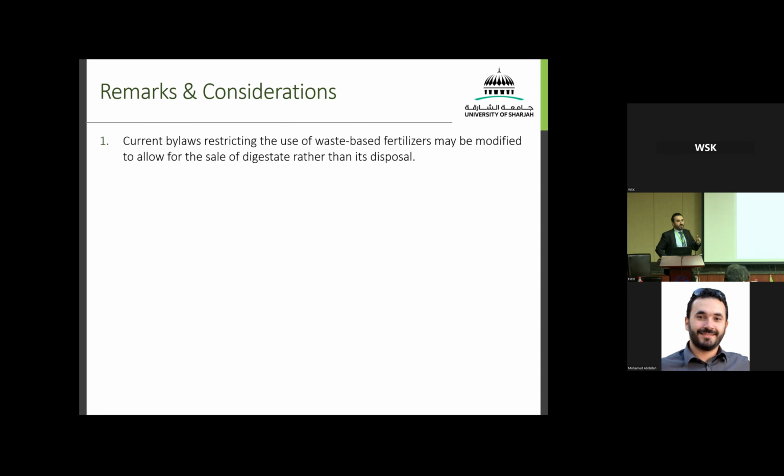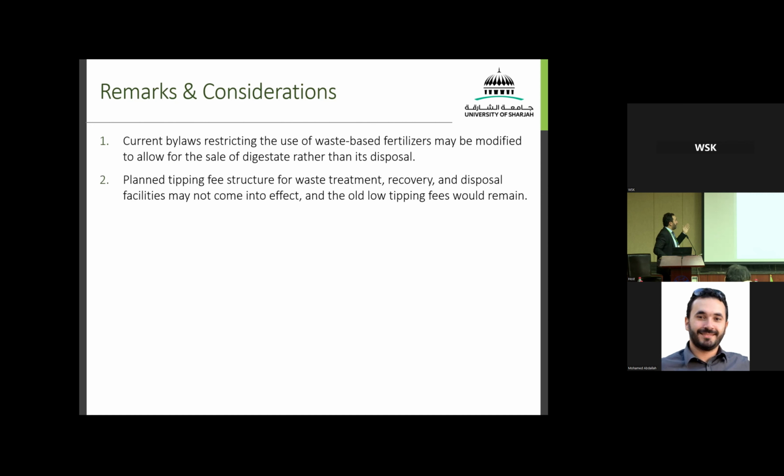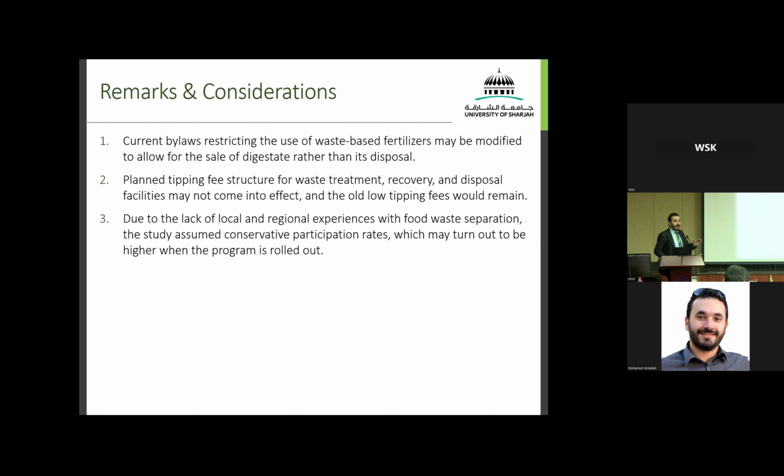So that, of course, is what made the anaerobic digestion fail in every assessment that we have with the current regulations. Another thing as well is the planned tipping fees. As I said, it used to be $14 per ton, and they were planning to increase it to 28, which will happen when they open the waste-to-energy plant, of course. Another thing as well, we assumed the public participation to be very low because we don't have any participation or running recycling programs in the UAE. So we assumed a very low number, or a logical number actually.